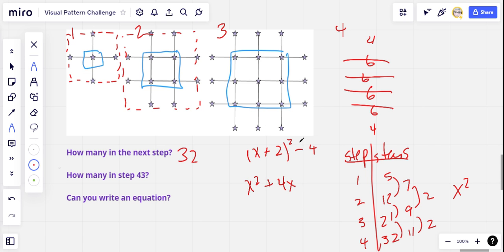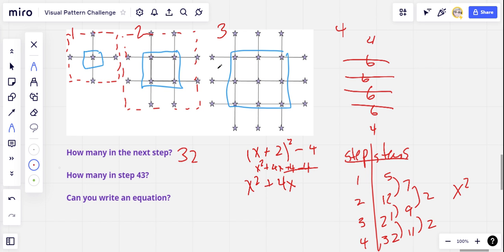Now it looks different from this, but actually let's FOIL this part out. If you did that, you get x squared plus 4x plus 4 minus 4. Aha, so plus 4 minus 4, those add up to 0. We get x squared plus 4x. So really, this is the same thing. So we've arrived at the same equation from 2 different directions, which usually is a pretty good sign. So I'm confident about this formula.